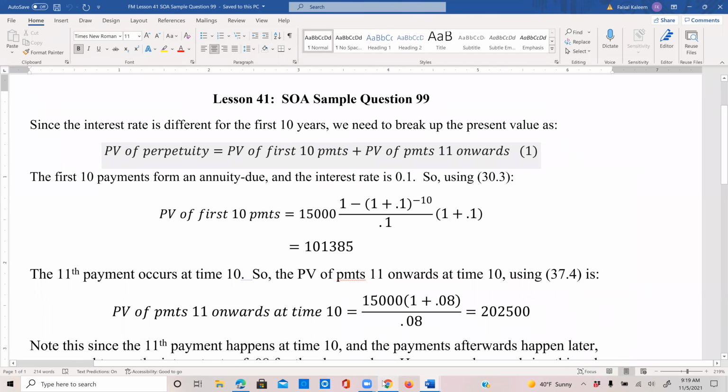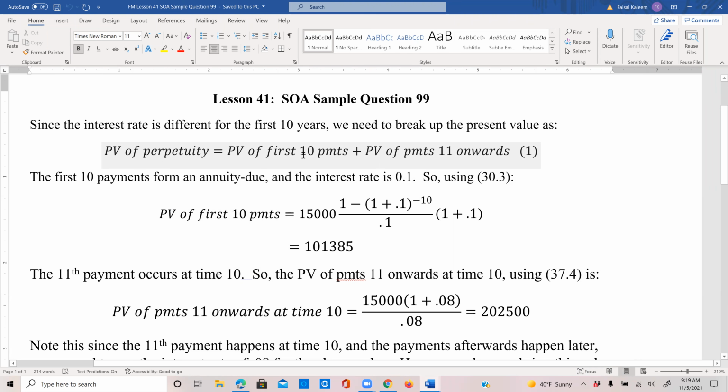So the interest rate is different for the first 10 years. Therefore, we need to break up the present value of the perpetuity into the present value of the first 10 payments plus the present value of payments 11 onwards. The first 10 payments form an annuity due because the payments start right now. It was a perpetuity due, and the first so many payments of a perpetuity due form an annuity due.